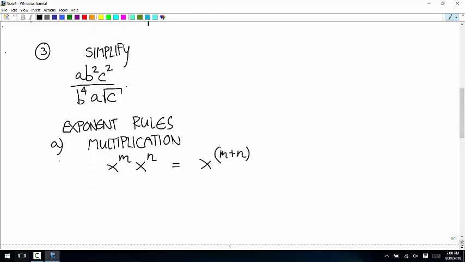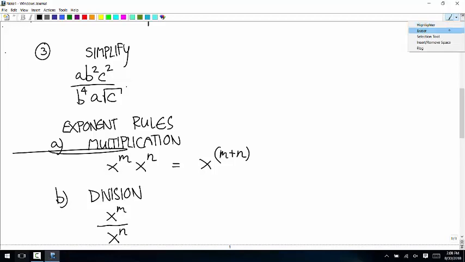And then for division, if you have x to the m power divided by that same x to the n power, the answer to that is just x to the power of m minus n. So whichever one is in the denominator, that's the one you subtract.